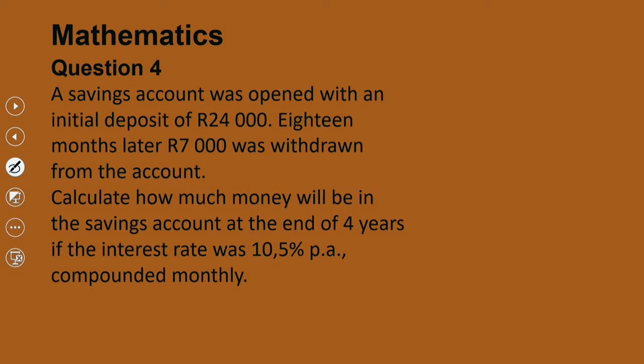When you look at question 4, it says, a savings account was opened with an initial deposit of 24,000. Interesting. 18 months later, 7,000 was withdrawn from the account. The question says, calculate how much money will be in the savings account at the end of 4 years if the interest rate was 10.5% per annum. Interesting. Compounded monthly.